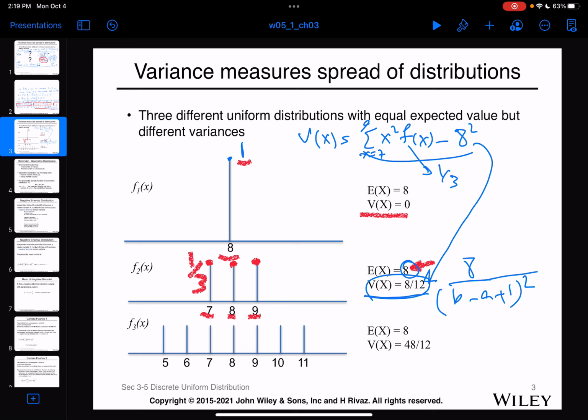So you see that as the spread of the outcomes gets larger and larger, the variance also gets larger and larger. That's the intuition behind variance. It means how much variation you can expect. Any questions? Okay.